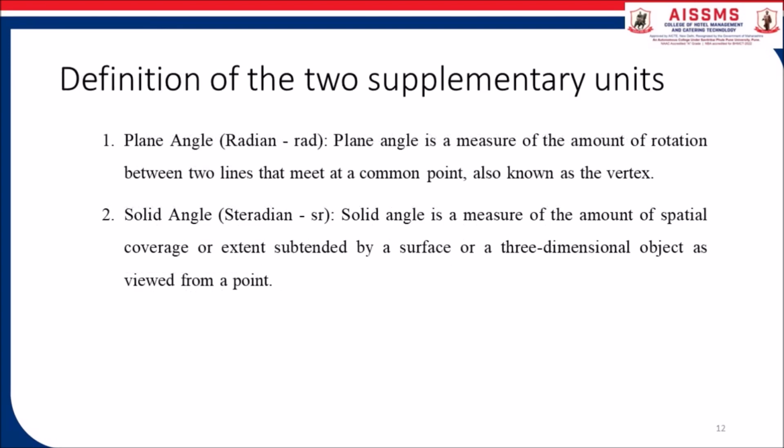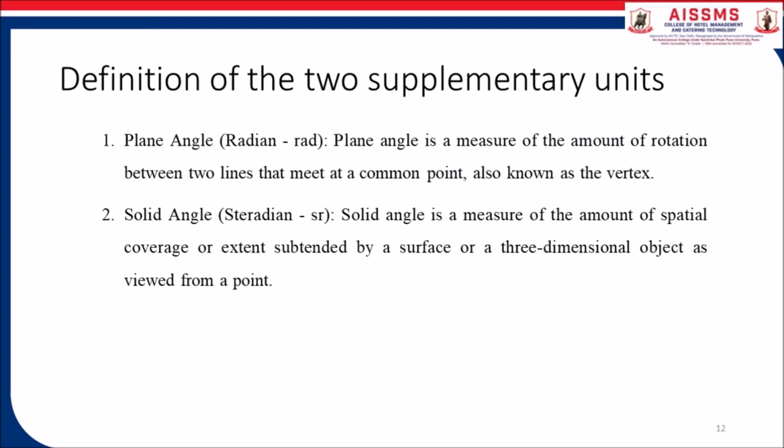Now, what are the supplementary quantities and what are their SI units? The first one is the plane angle. Radian, that is rad, is the unit for the same. It is a measure of the amount of rotation between two lines that meet at a common point, also known as the vertex.